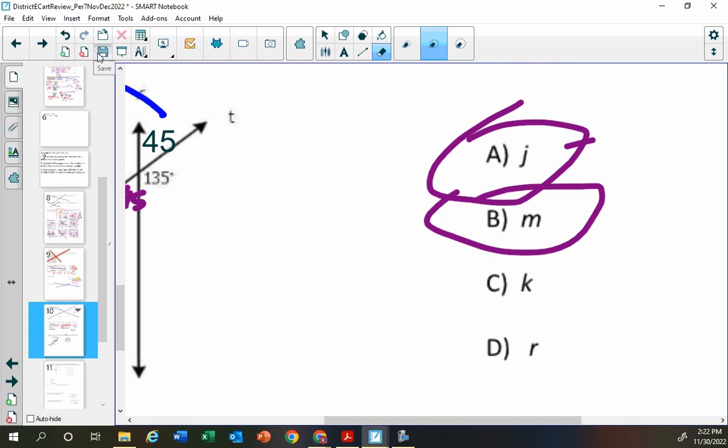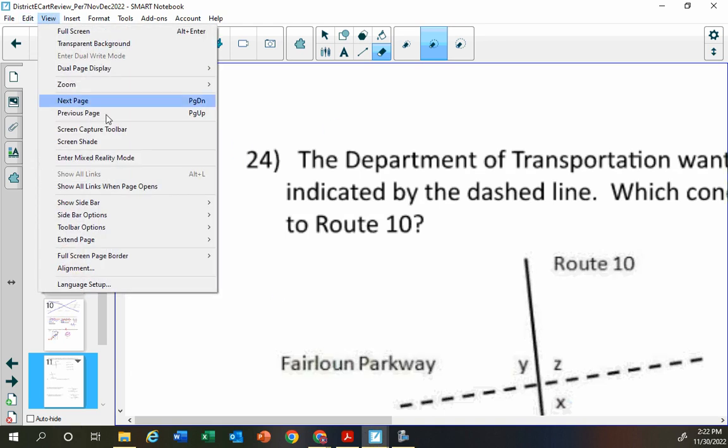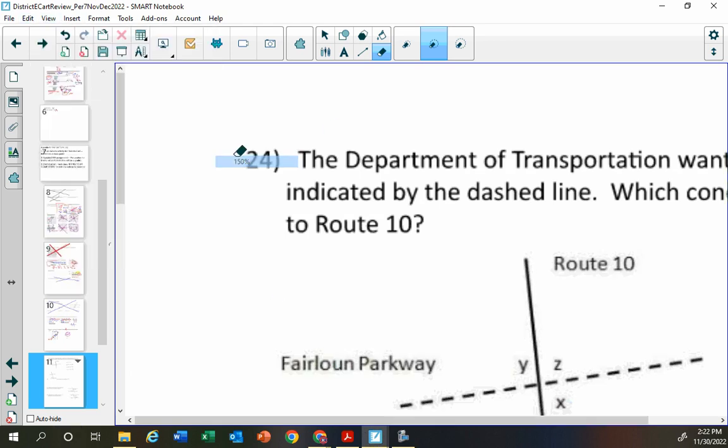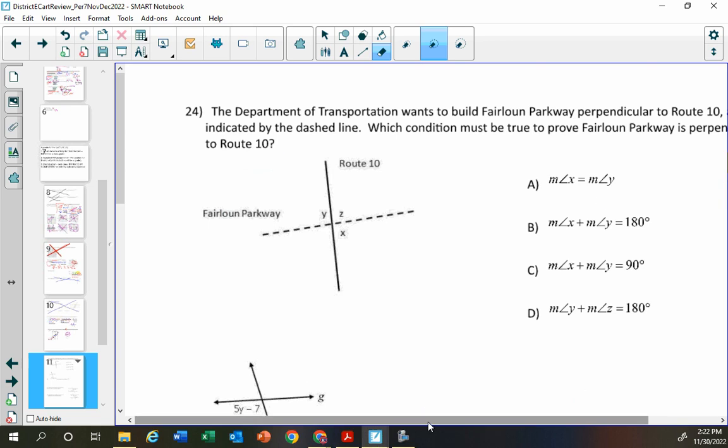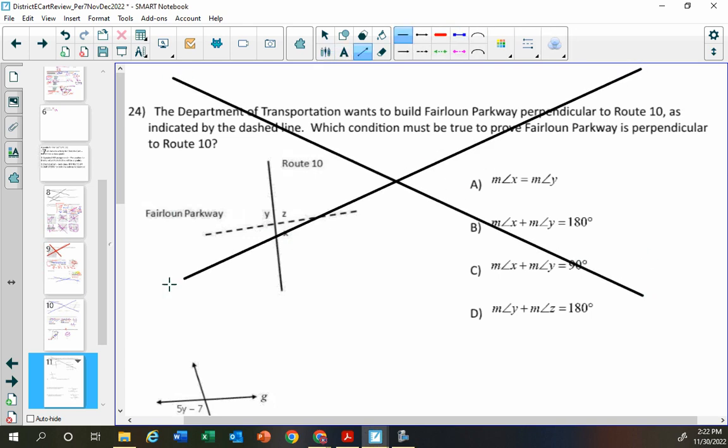All right. Moving on. I'm going to cross out 24. Somebody's out. You got to wait. On 24, there wasn't enough information, and you're not going to see this one anyway. Just cross it out.